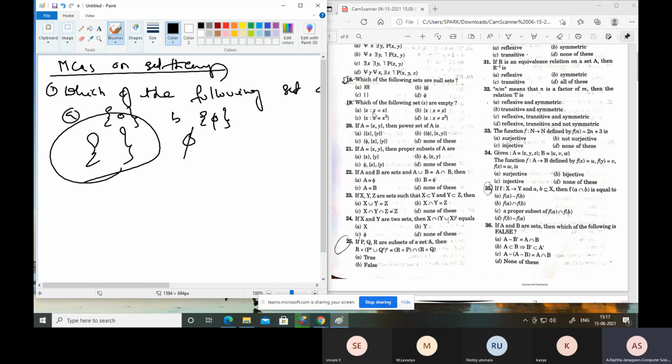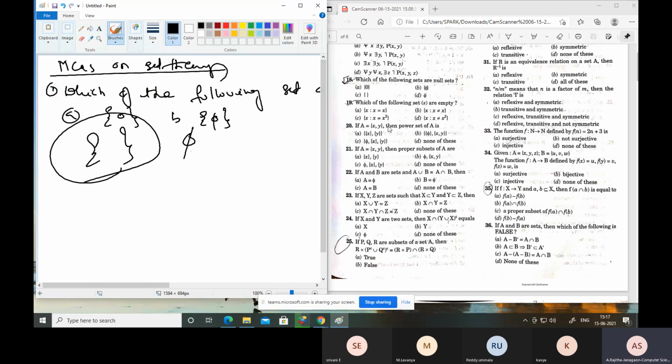Now coming to which of the following sets are empty. In this, which of the following sets are empty? Coming to the 19th question, x equal to x. This is not an empty set. x not equal to x. This is x equal to x square and x not equal to x square. So B is the empty set.